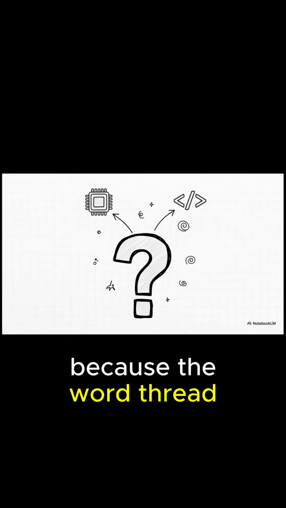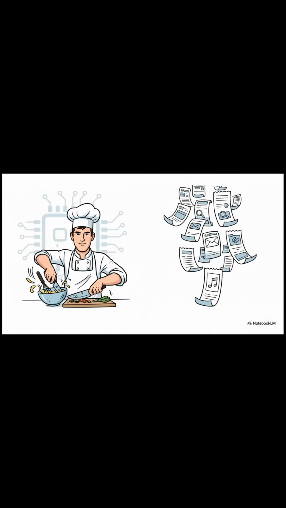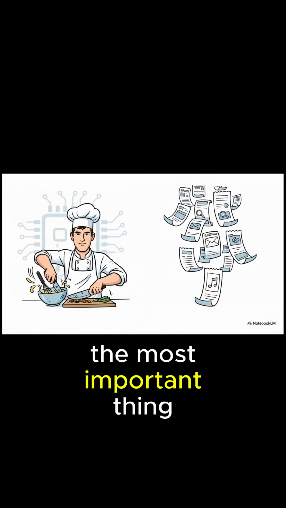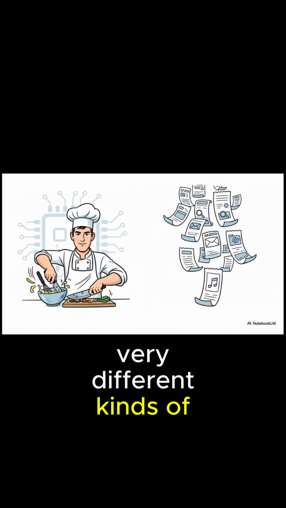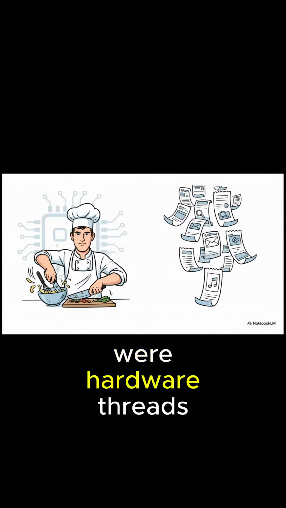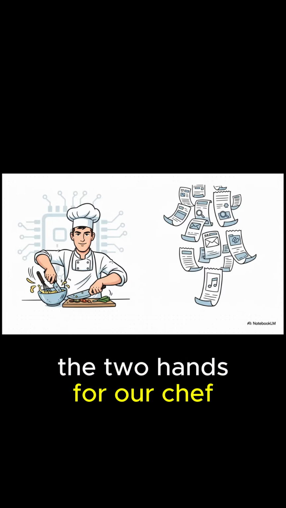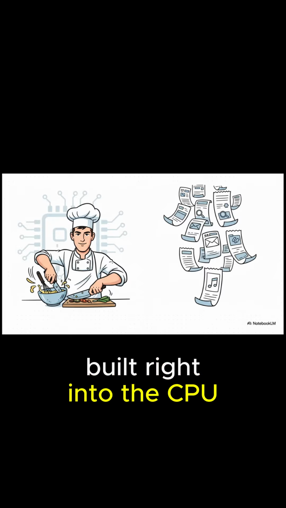Because the word thread doesn't just mean one thing. And this is absolutely the most important thing to get. We have to draw a line in the sand between two very different kinds of threads. What we just talked about were hardware threads, the two hands for our chef. That's a physical feature built right into the CPU.